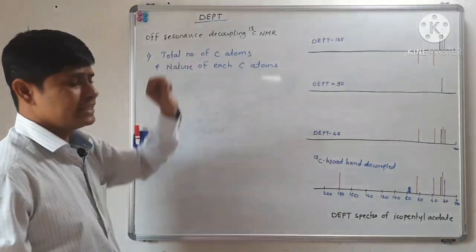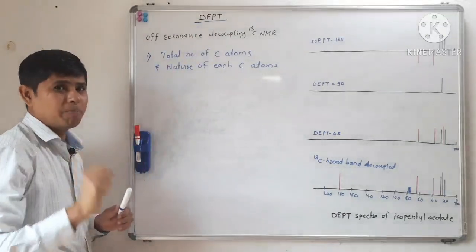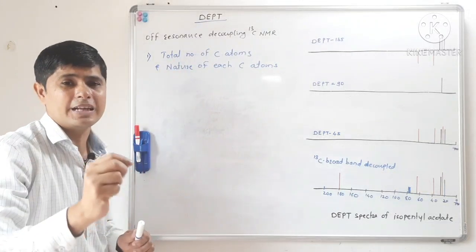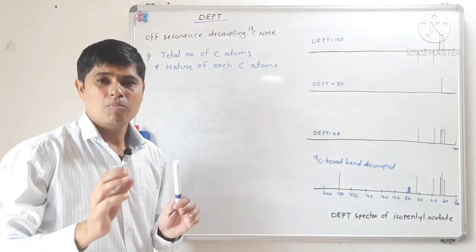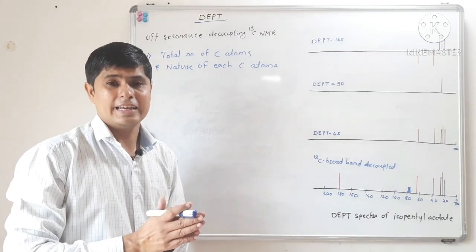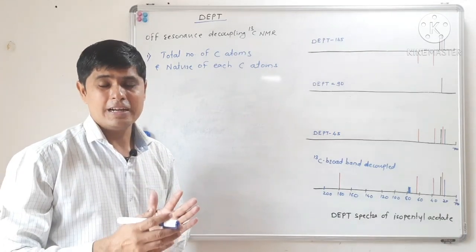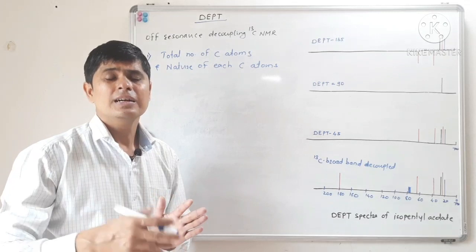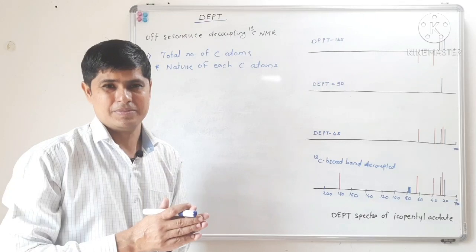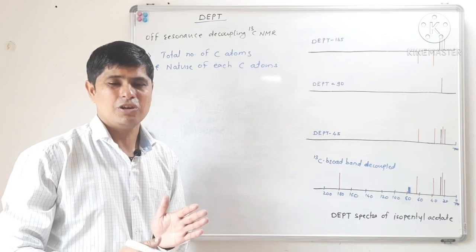The DEPT technique is more complicated than the off resonance decoupling carbon 13 NMR technique. I am repeating, DEPT is more complicated, but in the point of recording, in the point of some physical instrumentation, in the point of mechanism. DEPT is more complicated, but not in the point of interpretation of the spectrum.